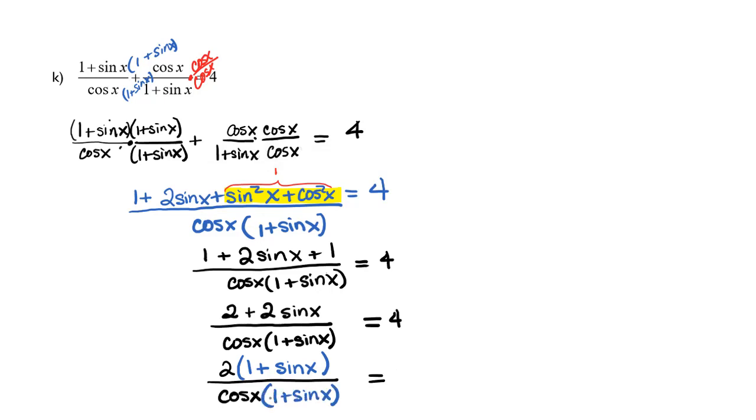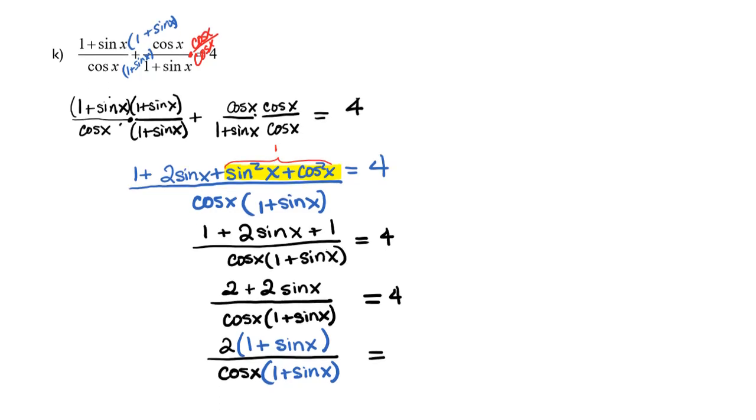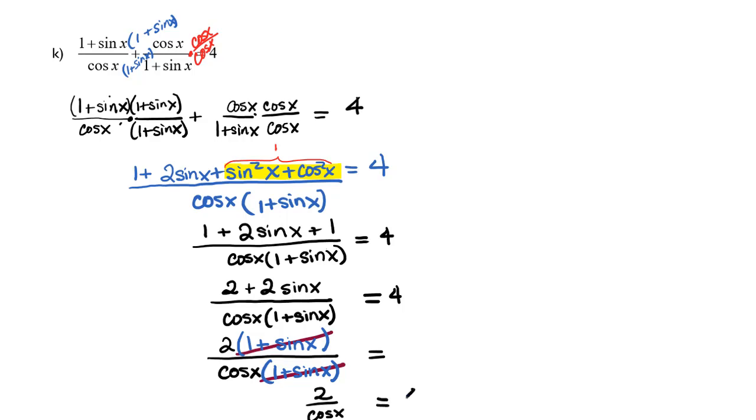That is why I did not distribute that cosine, because I thought that maybe there was a chance that something would reduce out, and it does. 1 plus sine of x divided by 1 plus sine of x, that's equal to 1, so we'll reduce the fraction. And now I have 2 over cosine of x equals 4.